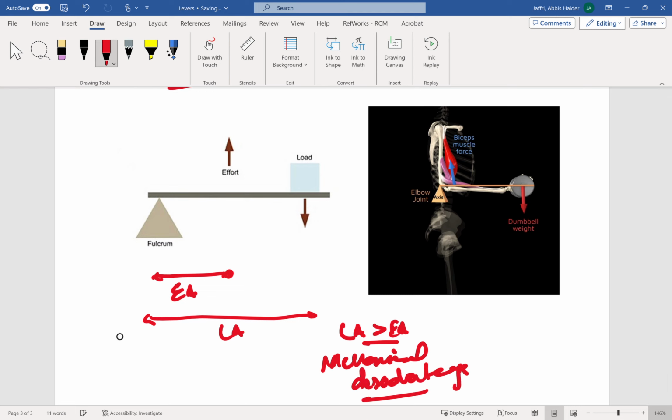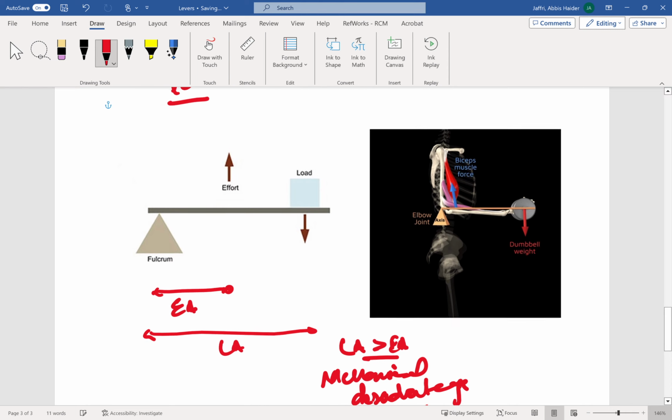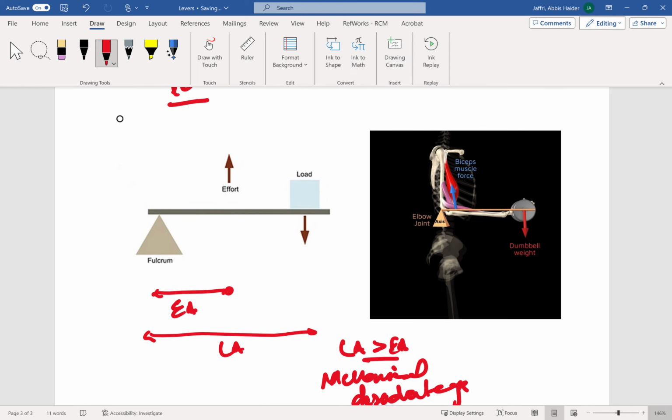The example of that is your elbow curls. You can see your bicep curls here. You have an axis, and this is your effort arm here, and from the axis to the dumbbell weight is your load arm here. So the load arm is way greater than the effort arm. That basically means that you have to produce a greater force to counteract the load here, so to counteract the torque that is produced by the load.